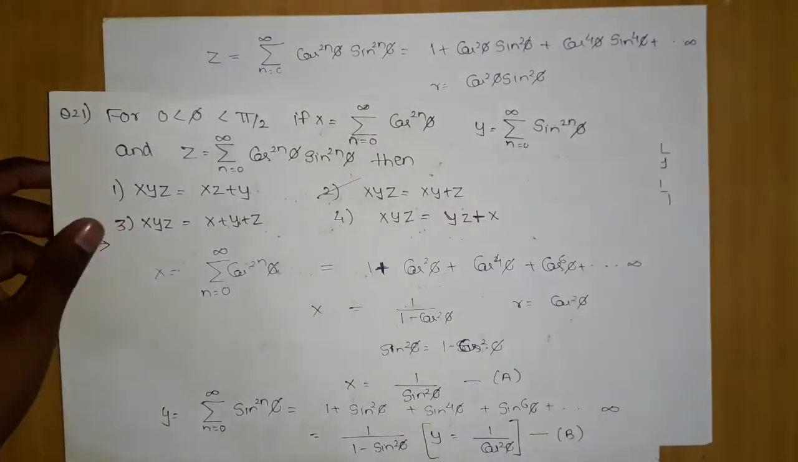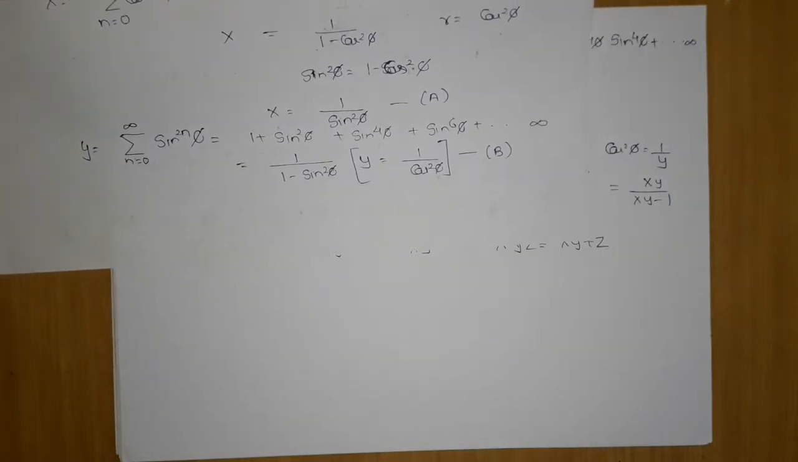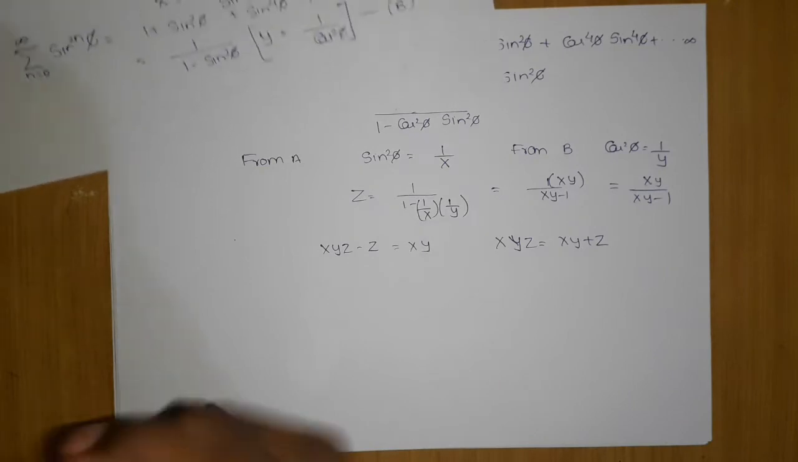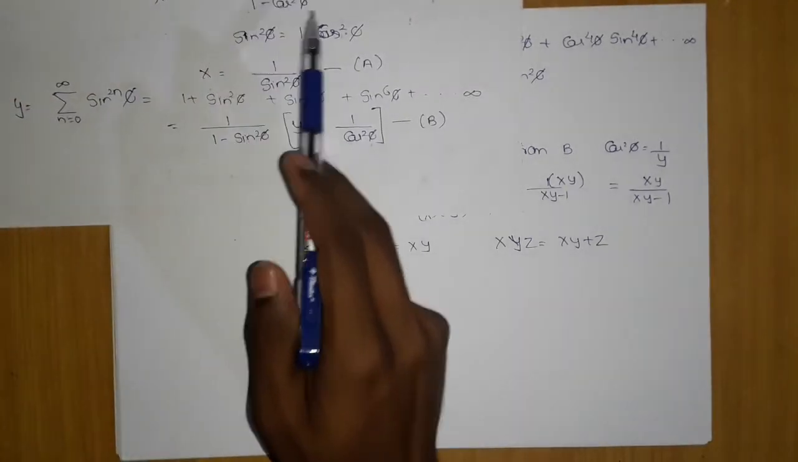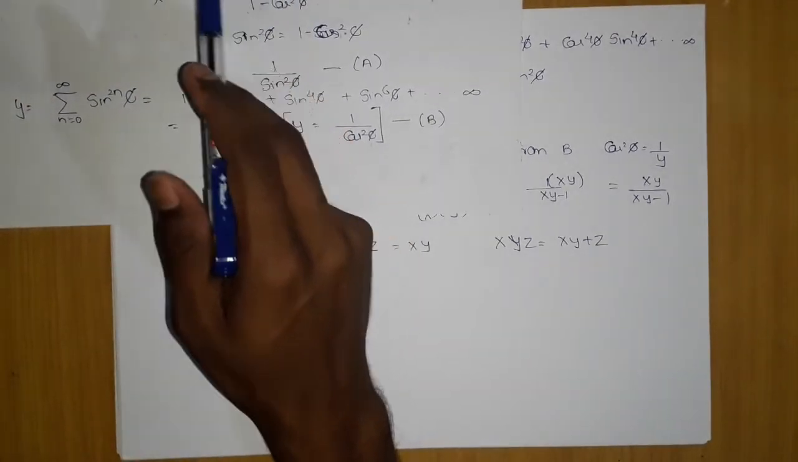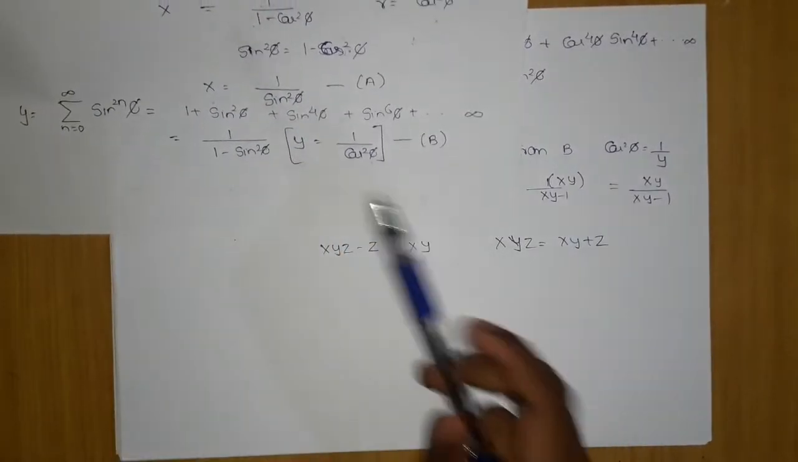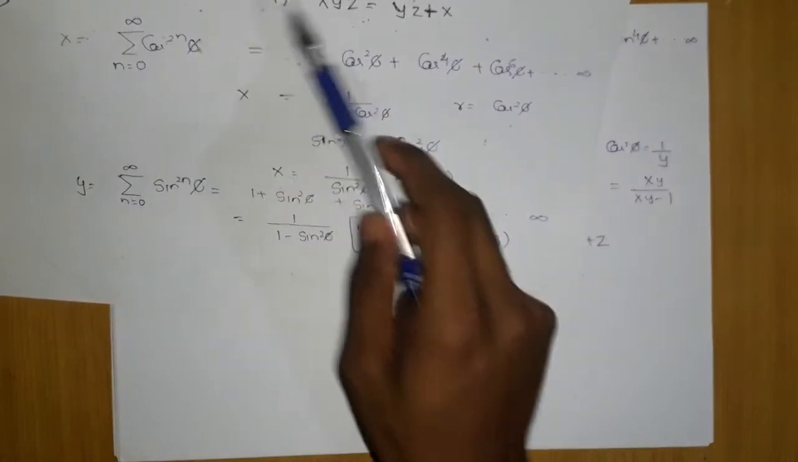So the second option is the answer. Now can the others also be options? Let's verify. If this one were correct, this and this are the same, and these are the same. So any one can be correct, but they all cannot be correct.